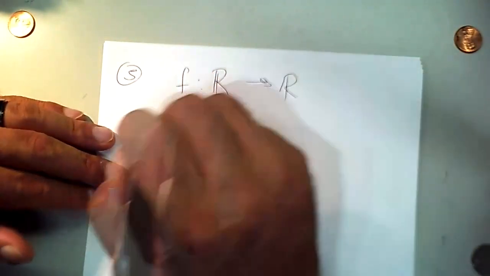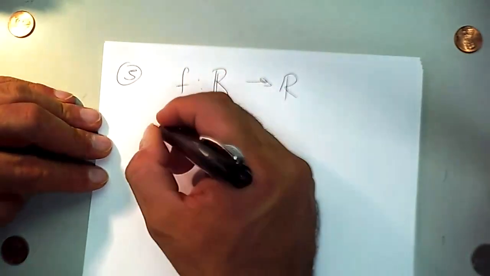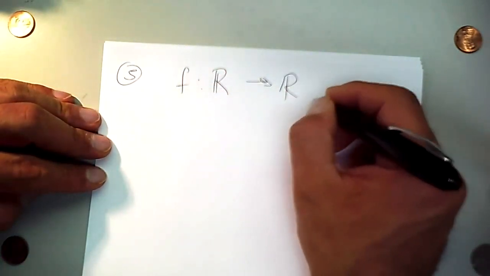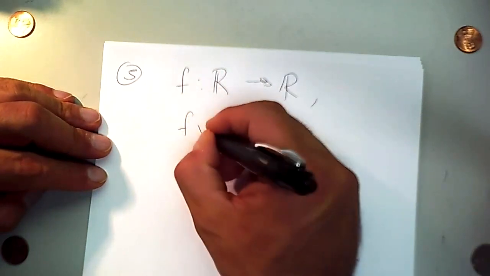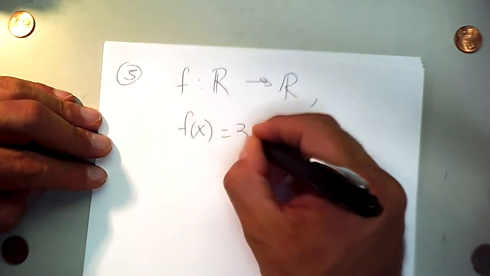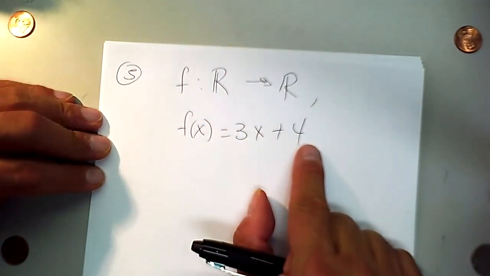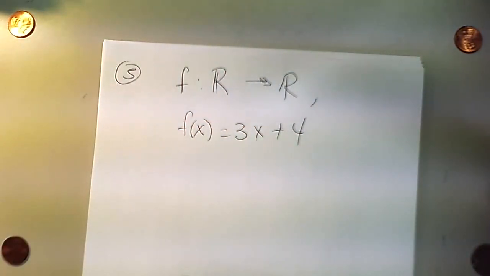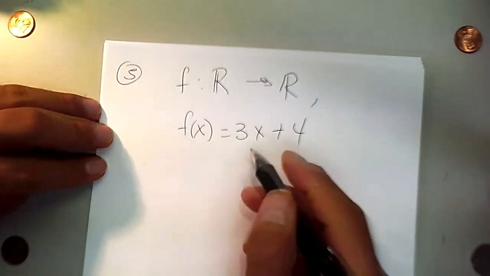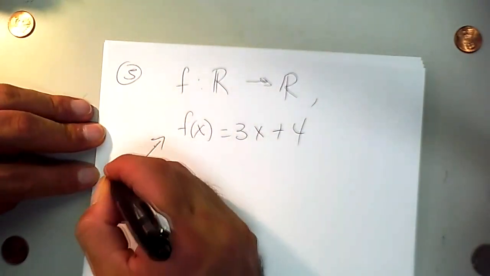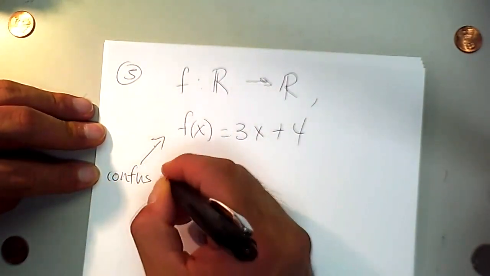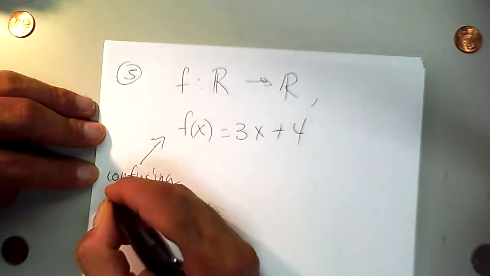That means R to the 1 to R to the 1, by f of x equals 3x plus 4. This is not linear. Oh, this is confusing. I'm glad I brought this up as an example. I'm getting excited because it is a good example in the sense that this example is confusing. I'm going to tell you why.